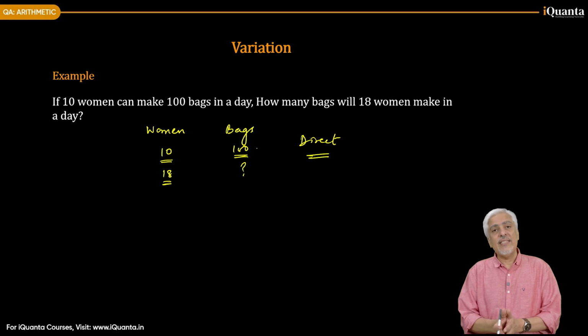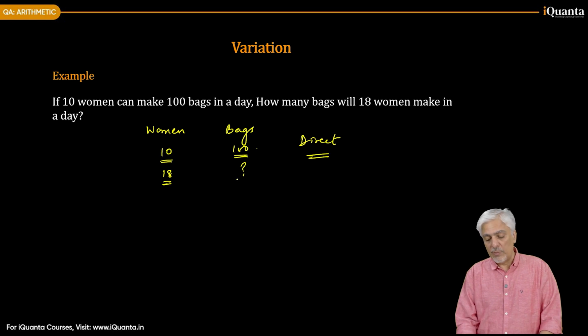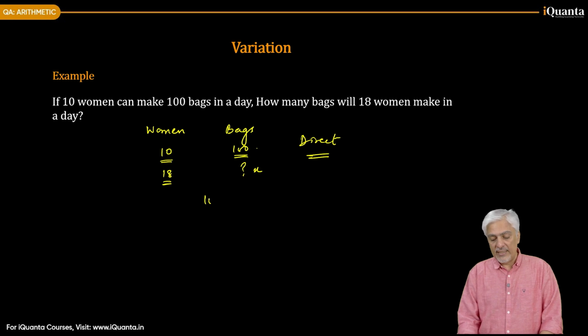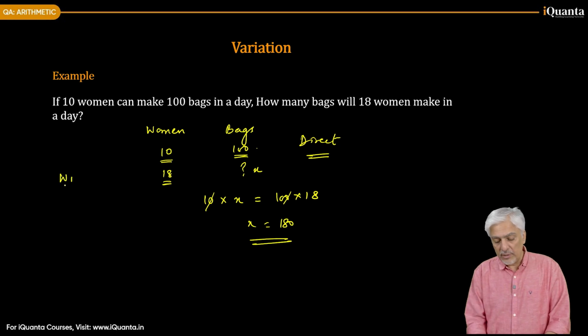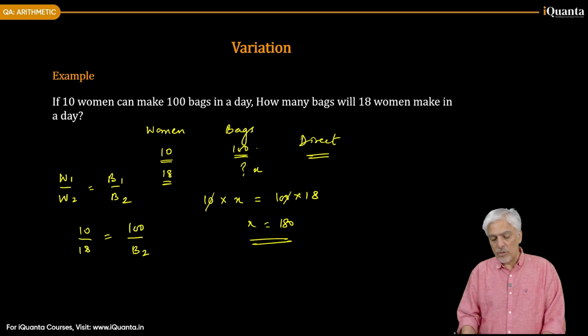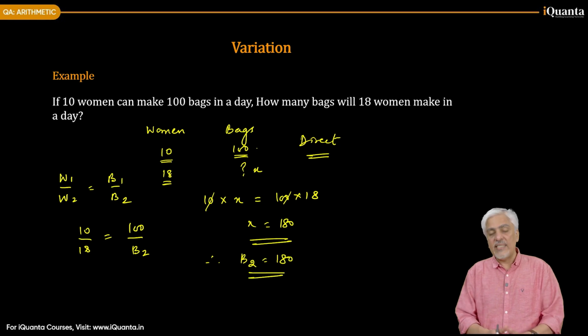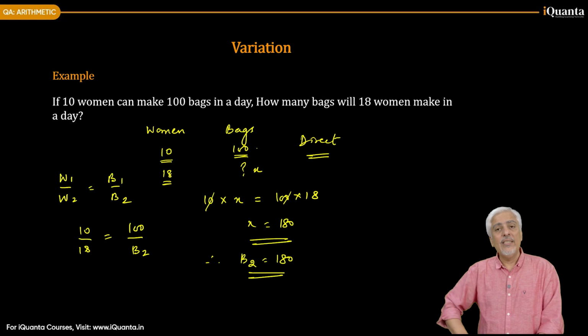And one more thing you can understand in direct variation: when you reach this step, you can cross multiply. If I call this x, you can say 10 multiplied by x is equal to 100 multiplied by 18. I can cut the 0 out, so I'll get x is equal to 180. Obviously, this was a very simple example. Also, understanding with the logic of W1 upon W2 is equal to B1 upon B2, I'll get 10 upon 18 is equal to 100 upon B2, and if you solve, you will still get B2 is equal to 180. So 18 women will make 180 bags, right?